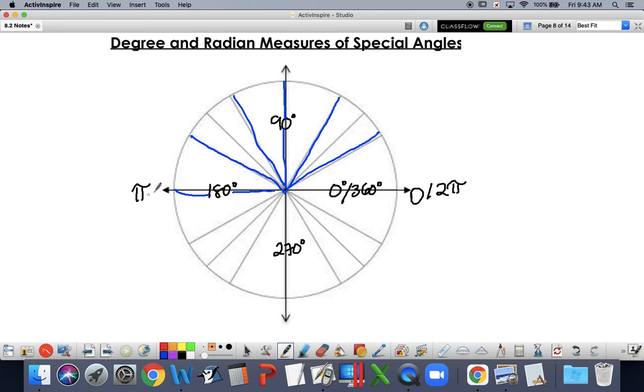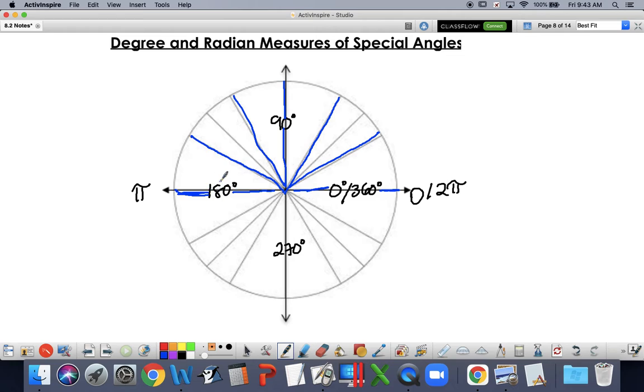There we go. Okay, so I start right from my terminal side here, and now I have 1, 2, 3, 4, 5, 6. I have 6 pieces of pie. Basically I took pi and divided it into these 6 pieces, or I've taken 180 degrees and divided it into 6 parts.